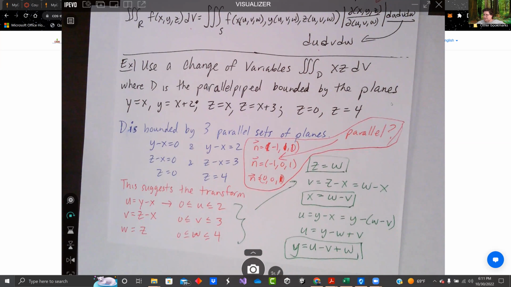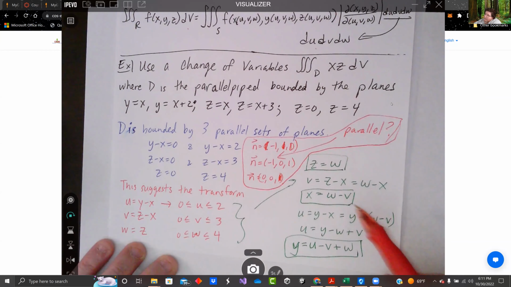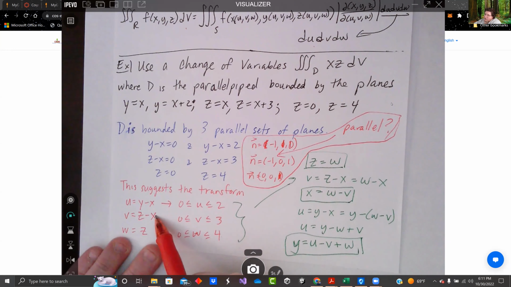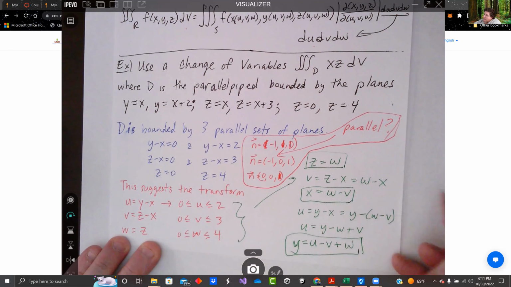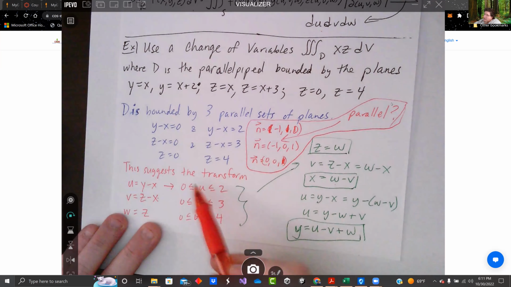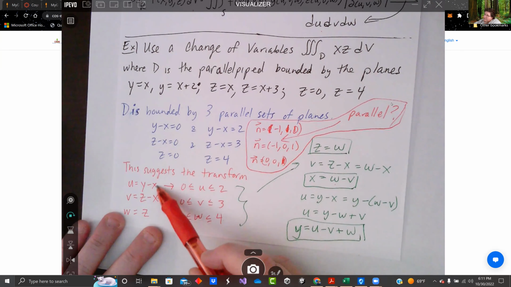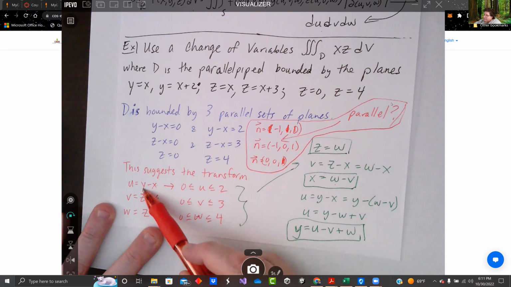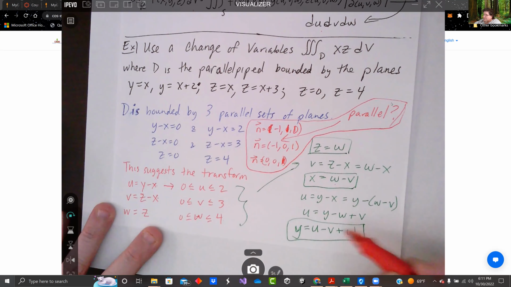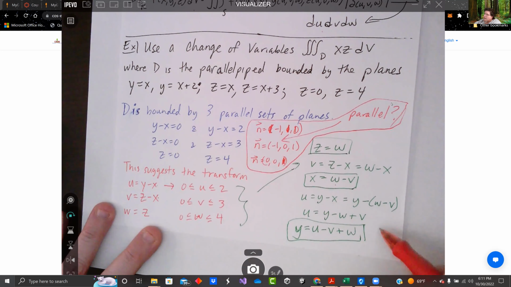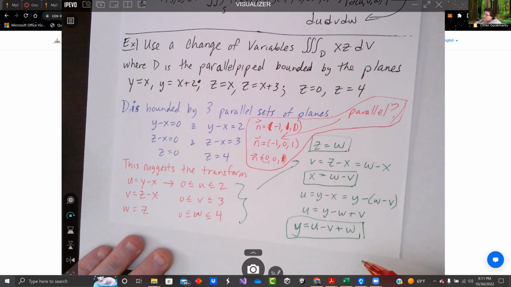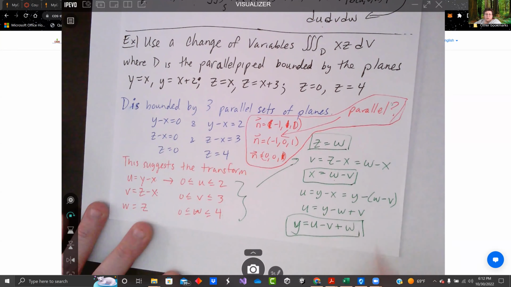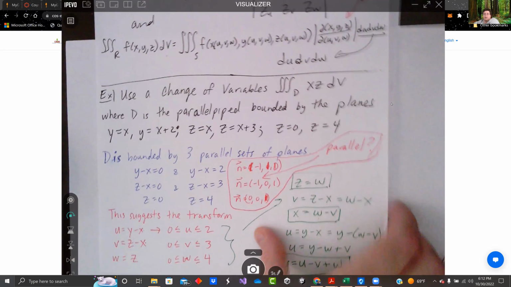So again, we need to have x, y, and z in terms of those. The z one was easy. To find x, I used the v one. Solve for x, I'd have z minus v, but z is w. Same thing for u, this one. I now have something for x and z. I can solve for y here. So u ends up being y minus x, which is y minus w plus v. And solving for y, I get u plus v minus w... or rather, y equals u minus v plus w. Okay, that's just the setup.